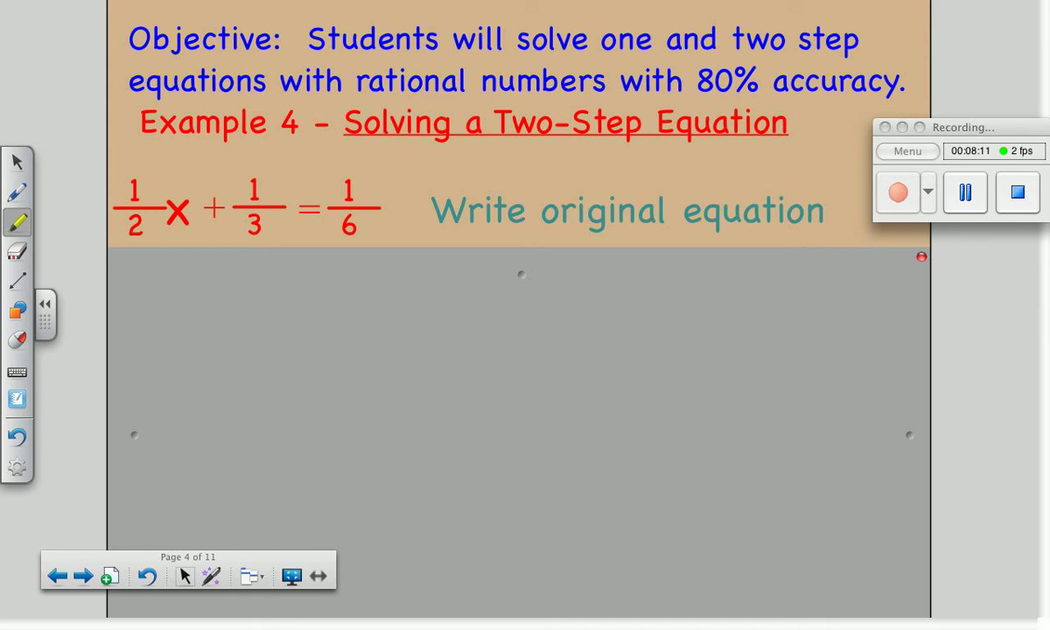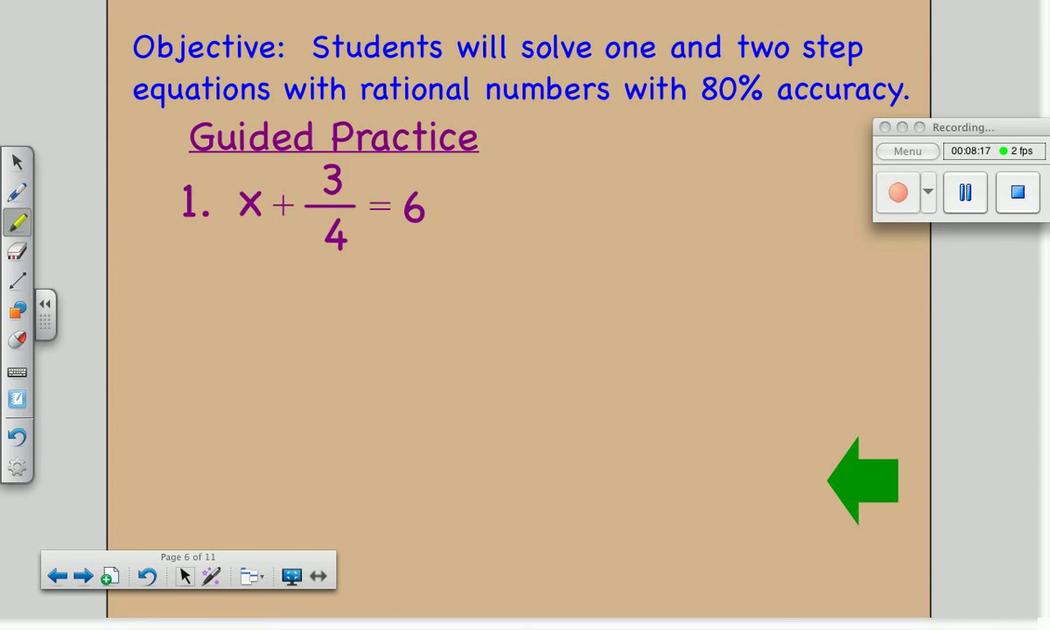Solving a two-step, let's skip this for now. I don't want to do solving 2 steps. So we're going to skip that. And we're just going to go right into our guided practice now.